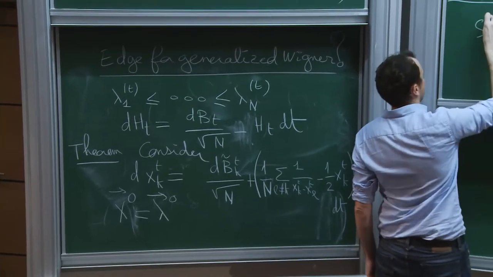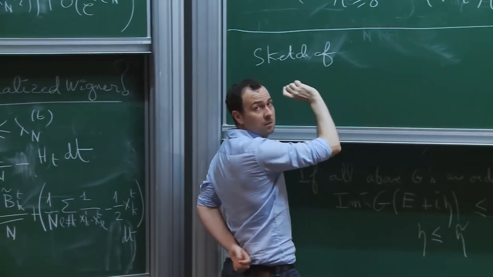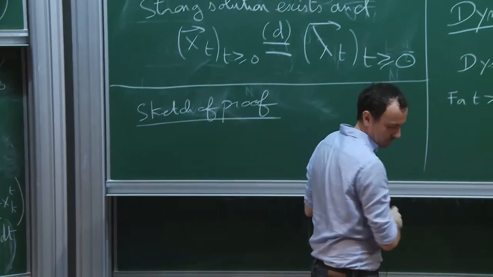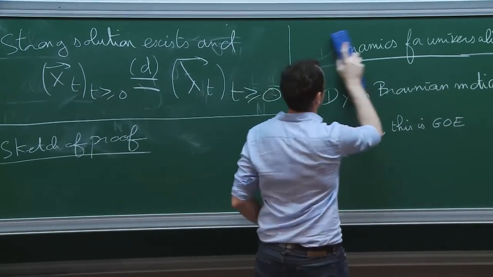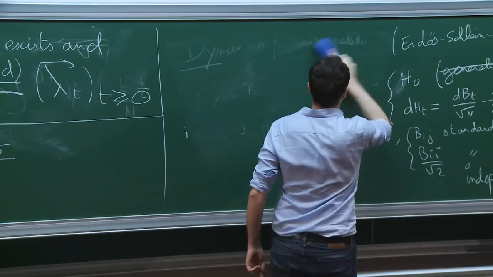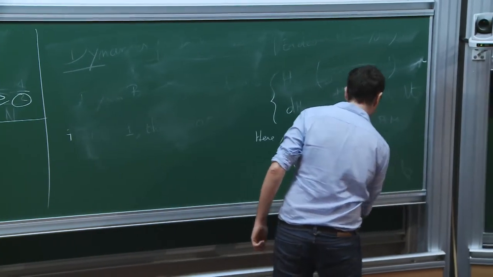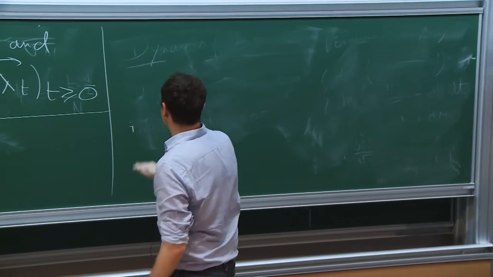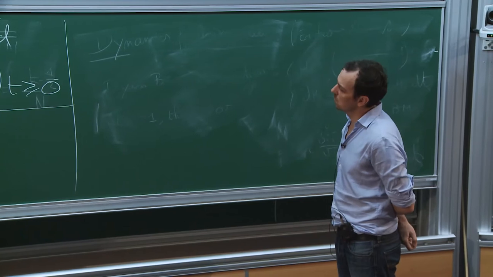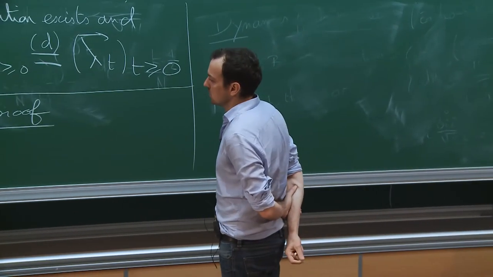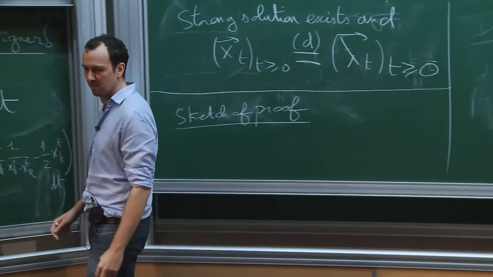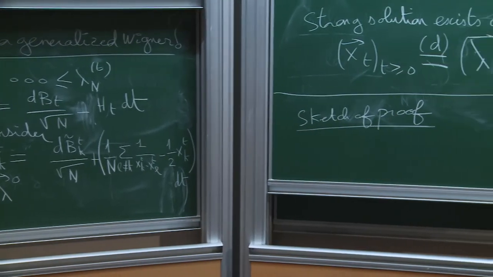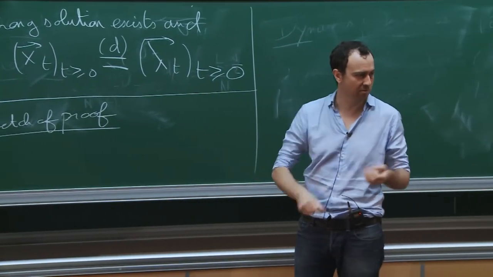So here is the sketch of proof. Imagine you can apply Itô's formula in a blind way to your eigenvalues as a function of a matrix. Then you need the perturbation, the classical Hadamard perturbation formulas, for how the eigenvalue changes when you change the entries of a Hermitian matrix.